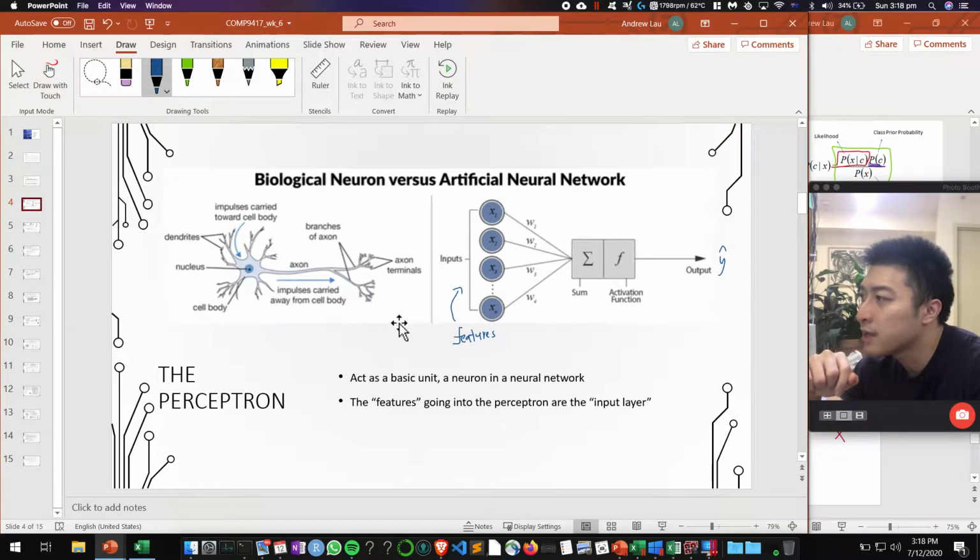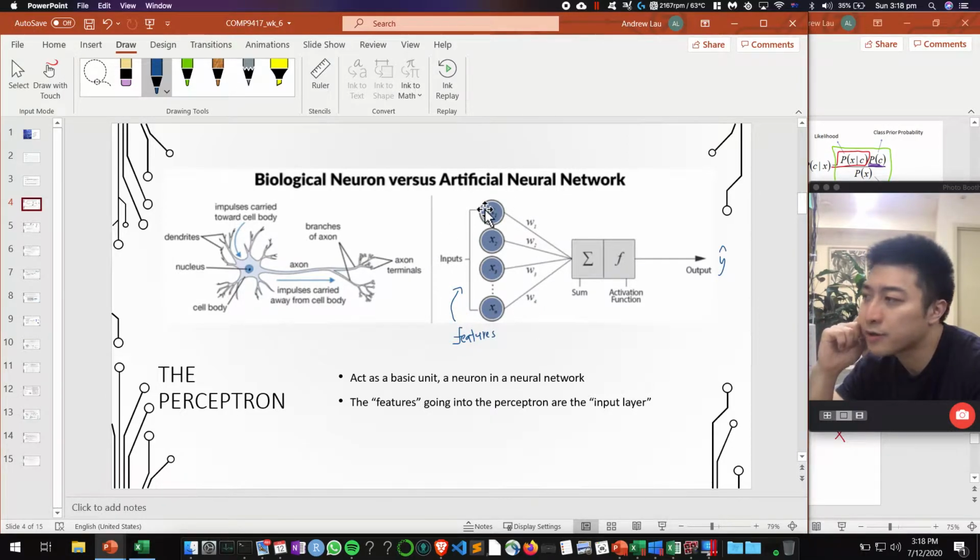and it'll go along these connections to other neurons. So hopefully you can see the inspiration there. So in our artificial neural network, the inputs would be the features.